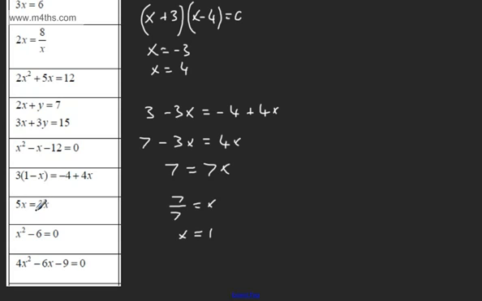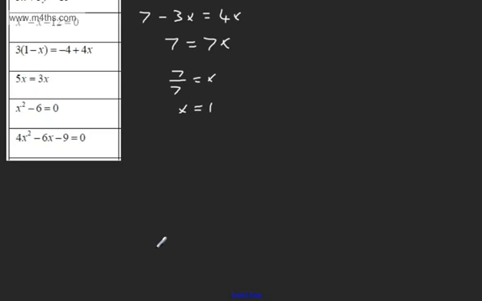Okay, next one, 5x is equal to 3x. Well, this one simply can't work, other than for 0. There's no number that 5 lots of is the same as 3 lots of. So quite clearly on that one, x is going to be equal to 0.